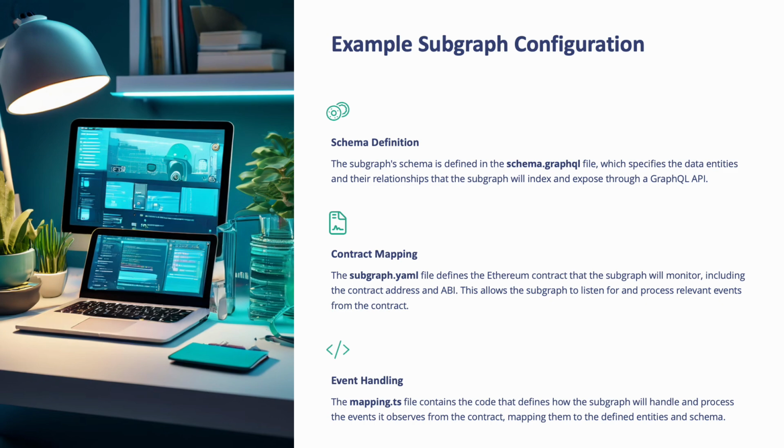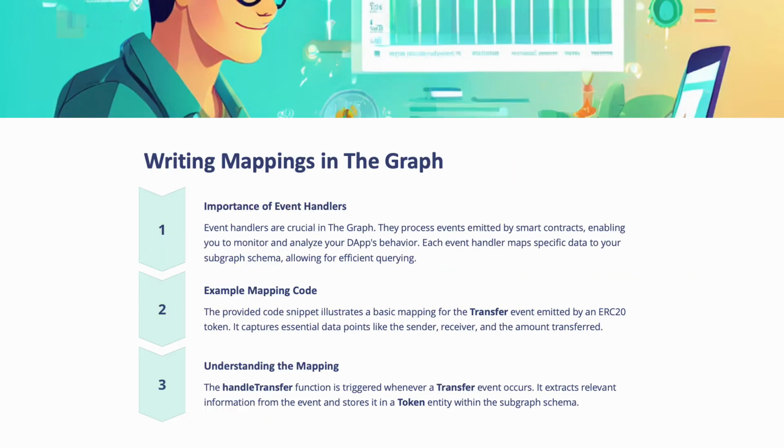In the schema definition, you define the data address in the API in the subgraph.yaml file so that The Graph knows which contracts to monitor. For event handling, finally, the mapping.ts file contains the code that determines how the subgraph will handle and process the events it observes from the contract, mapping them to the defined entities in the schema.